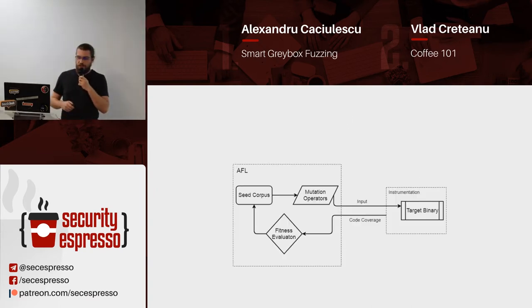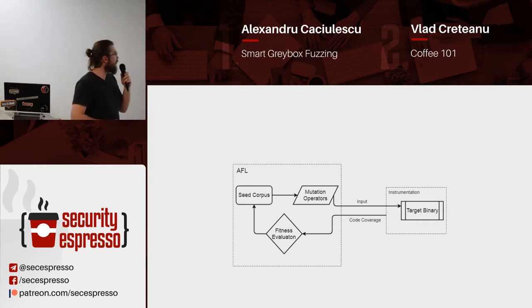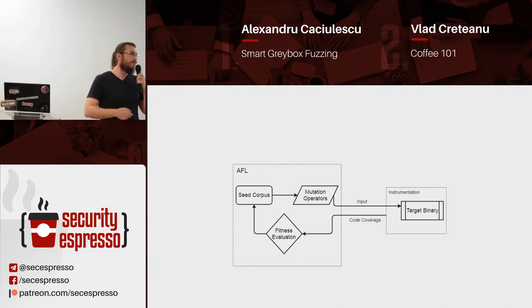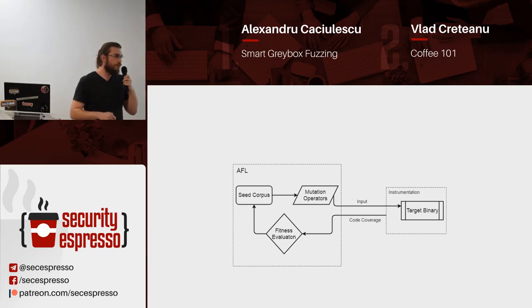Now, let's look a bit at the architecture of AFL. As you can see, you have the initial seed corpus. You give it, for example, just one input file if you want. The more, the better. It's actually an art as well to give it the correct seed corpus. Then you have a set of mutation operators. The simplest ones, you can think of them as random bit flips. Then it feeds this to the target binary over which it adds the instrumentation. Then based on this instrumentation, it gets code coverage feedback.